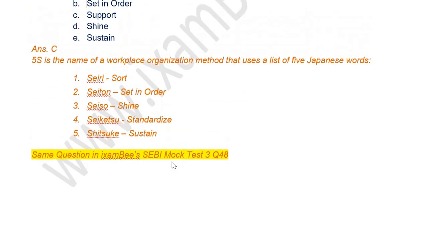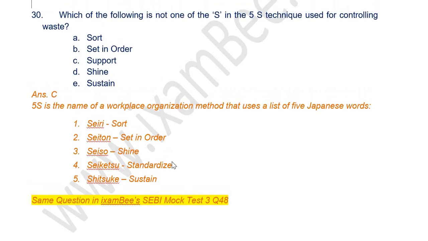Now we move on to the questions related to lean systems that were there, around 5-6 questions from lean systems. One of the questions was under the 5S technique of lean system, which is not one of the S. The correct answer is support. The 5S actually includes sort, set in order, shine, standardize, and sustain. And there are Japanese equivalents for these words: seiri, seiton, seiso, seiketsu, and shitsuke.